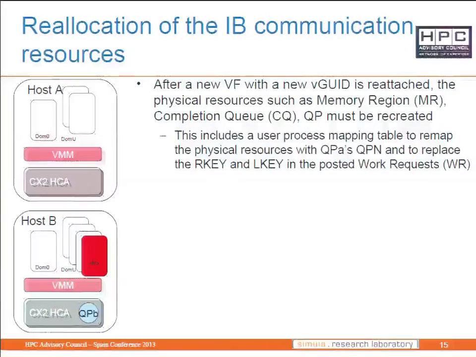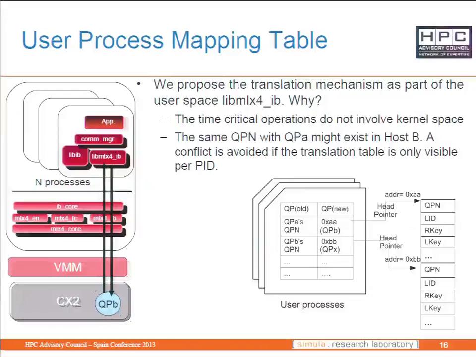So after the new virtual function is reattached, the physical resources such as the memory region, the completion queue and the Q pairs must be recreated. Then what we do is include a user process mapping table to remap the physical resources with Q pair A's Q pair number, and to replace the remote and local keys in the posted work requests. So what is this user process mapping table? This has been implemented in the user space library.